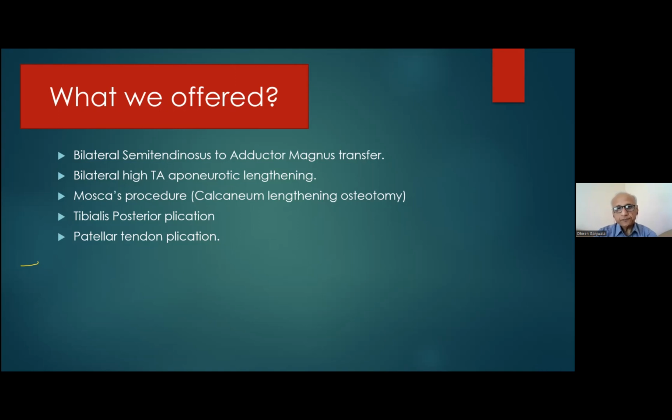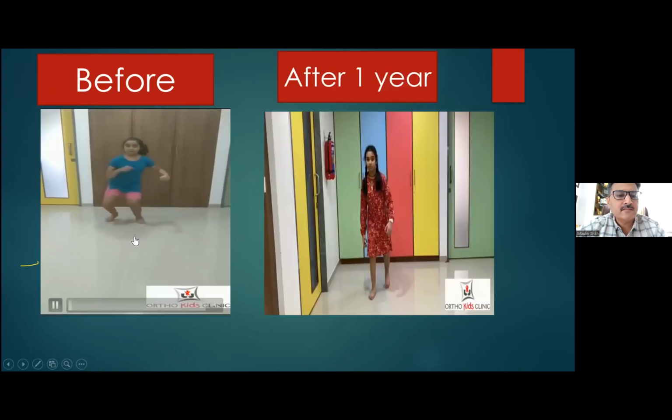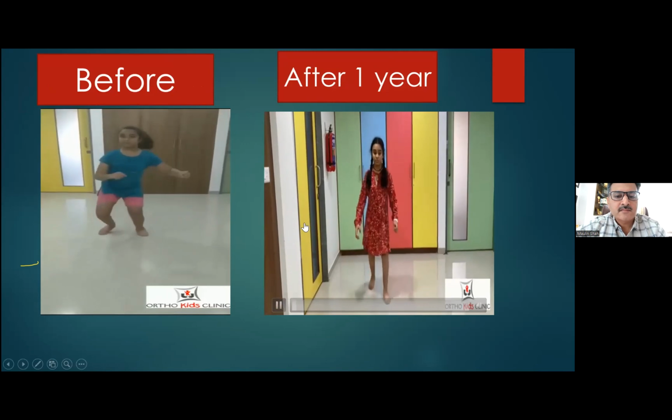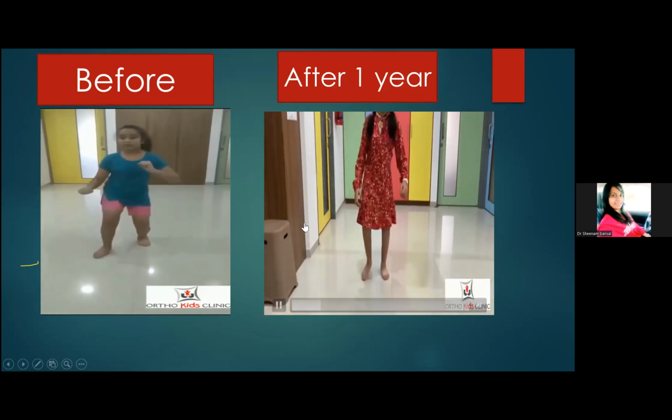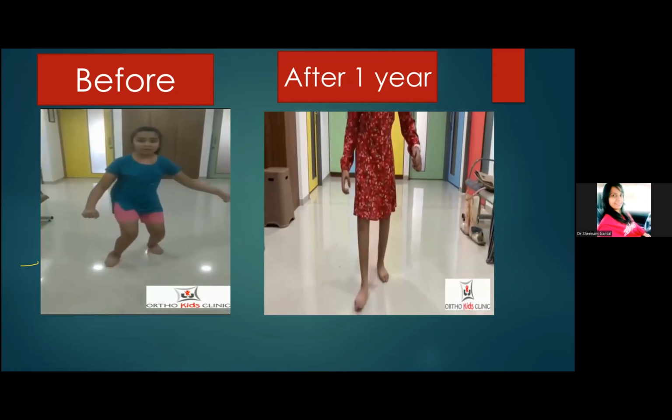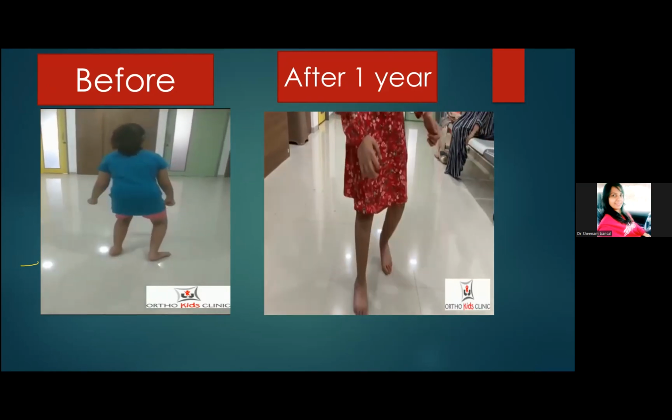Yes, I think if you're planning to do a Vulpius, which you would not be doing in this case, or if you're lower down, you can do a recession of the peroneus brevis through the same incision, or kind of same proximity. Yeah. Shinam, can you move ahead and show the clinical results? We can see before and after one year gait analysis.